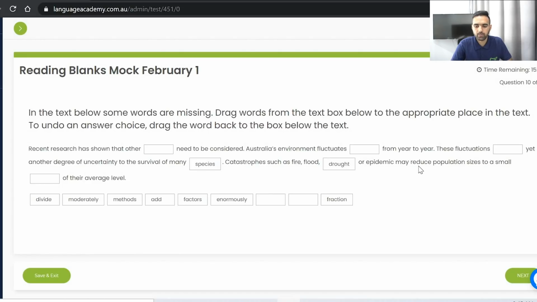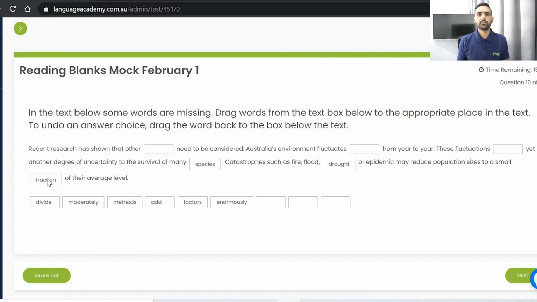Or epidemic may reduce population sizes to a small dash of the average level. To a small what? To a small divide, moderately, methods, add, enormously? We are left with fraction. Fraction means to a smaller level. If I say I have a small fraction of money left, it means I had 100 earlier, and I only have 10 rupees now or $10 now.